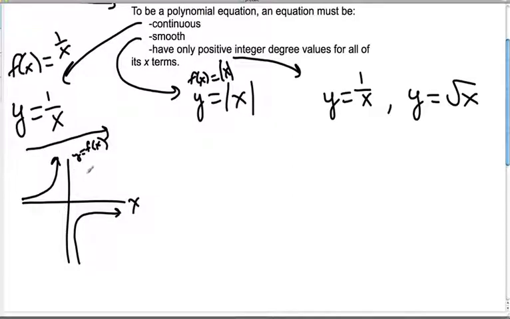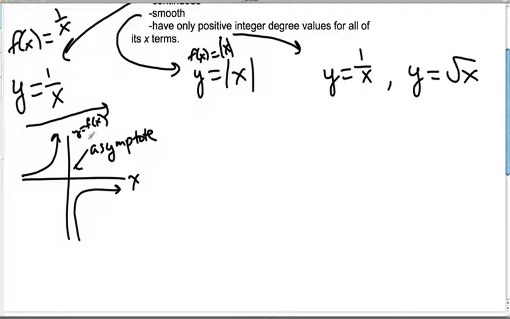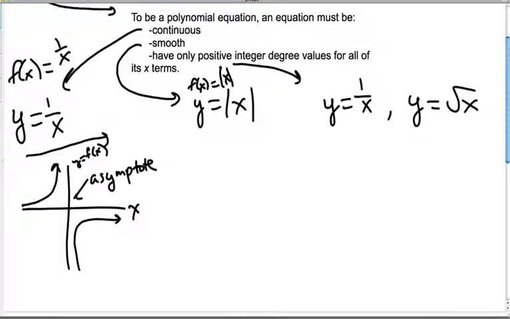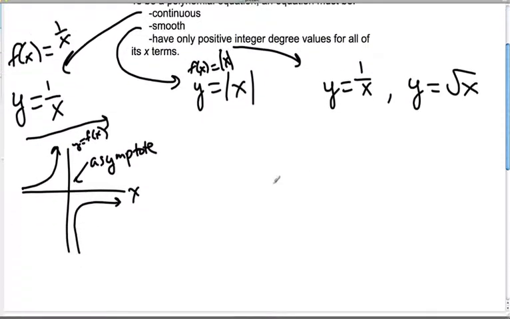And that's actually called the asymptote, which we will be going over in the next lecture when we discuss rational functions. But this asymptote is the point where it's not equal to anything in the function, and it's right in the middle of the graph of the function. Therefore, it's not continuous, and as a result, it's not a polynomial equation.